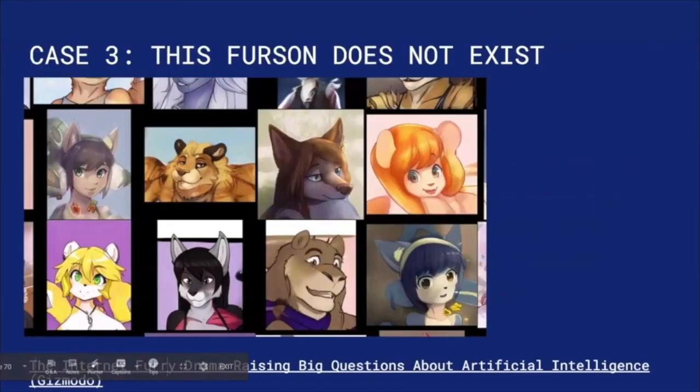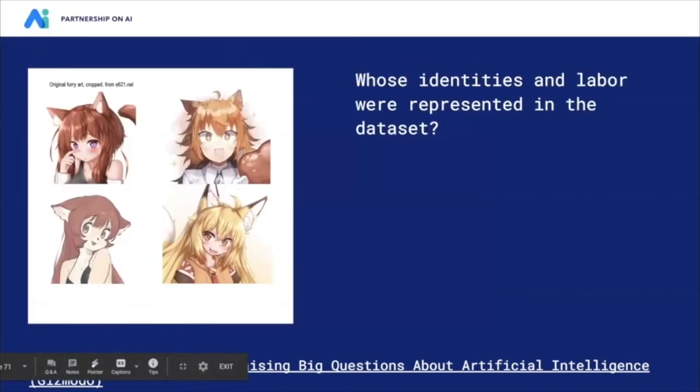Another case that really tests these issues arose this year when a Seattle-based programmer named Arfa created This Furry Does Not Exist, obviously inspired by This Person Does Not Exist. So they used StyleGAN2 to train a furry persona generating model on more than 55,000 images pulled without permission from a furry art forum. Shown here are a few sample furry personas generated by that model. Next slide. But what exactly went into that data set? Whose identities and labor were represented in that forum?